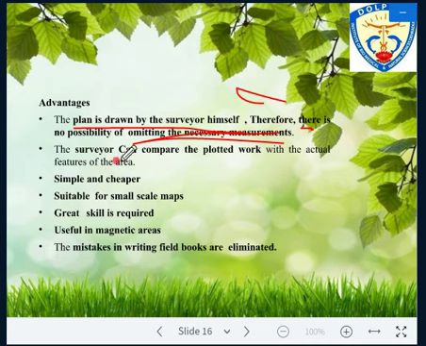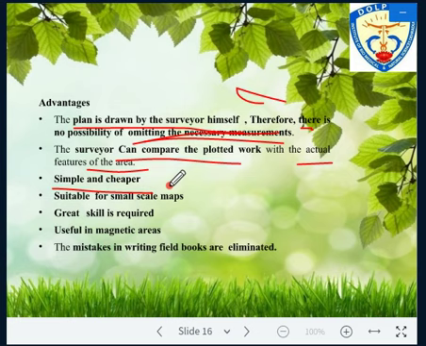And the other advantage is the surveyor can compare the plotted work with the actual features of the area. This is another advantage, since you are working on the field and the observation is also done on the field itself. So when you are drawing all this in plane table surveying, you can compare the work with the actual features immediately, right? Then it is simple and cheaper, obviously very simple, low cost, and you can easily conduct it. Suitable at small scale is another aspect one needs to understand. It is only useful for small scale maps, right?